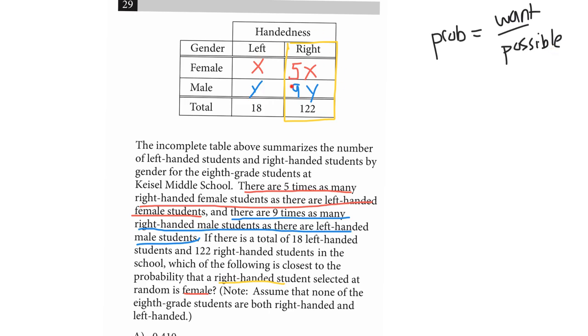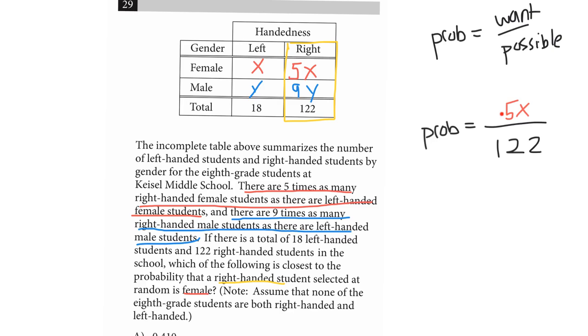Now, since we're choosing and we're pulling from the right-handed people, clearly the probability will have a denominator of 122, right? Because that's how many right-handed people there are in this whole group. And again, it says, which of the following is closest to the probability that a right-handed student selected? So we're selecting from right-handed students. So there's 122 possibilities, which goes here at random as female. So we want to know the probability that we have a female pulled from this. Well, the desired or the wanted in this case is certainly going to be the 5x, right?